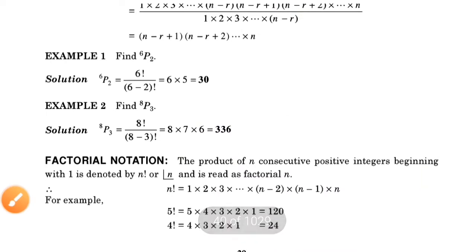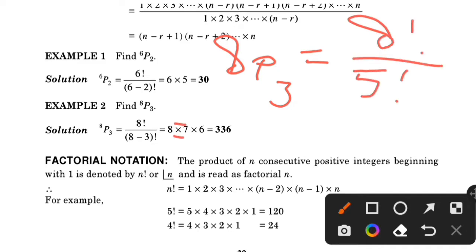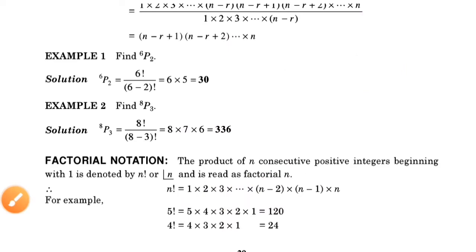Similarly, 8P3 equals 8 factorial over (8 minus 3), which is 5 factorial. 8 factorial can be written as 8 7 6 5 factorial over 5 factorial. 5 factorial and 5 factorial will be cancelled out and we remain with 8 7 are 56, 56 6s are 336, sorry.